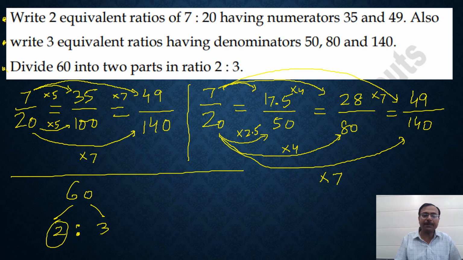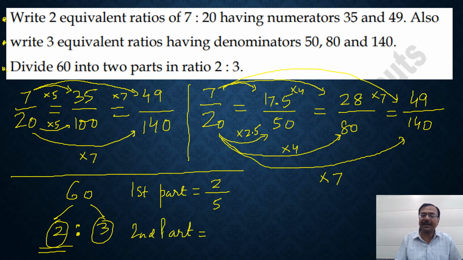So how many total parts? 2 plus 3, 5, right? So the first part is 2 out of how many? 2 plus 3, 5. And the second part is 3 out of a total of 5. But which number is being divided? We are dividing 60, right? So just multiply them by 60. You are going to get the two parts.